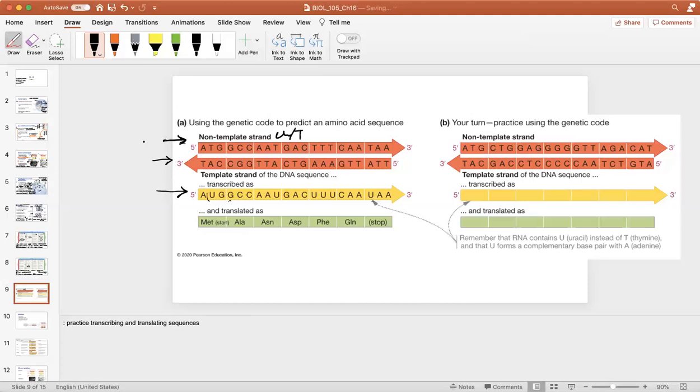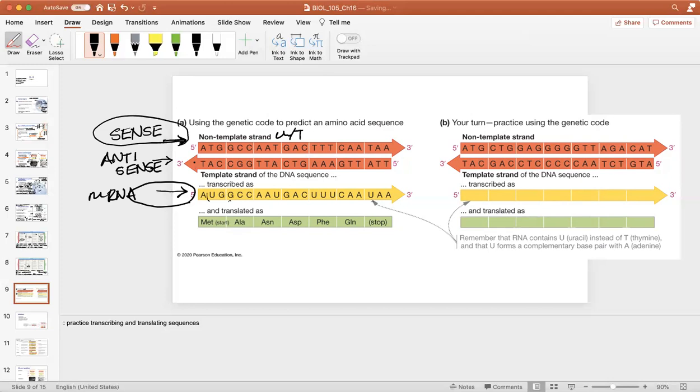Sometimes you will see the non-template strand also called the sense strand, and you'll see the template strand called the antisense strand. People often struggle with this concept, but the deal is that the non-template strand makes sense because it's an exact copy of what the mRNA looks like. The antisense strand or template strand is the opposite set of complementary base pairs. Don't let that confuse you.